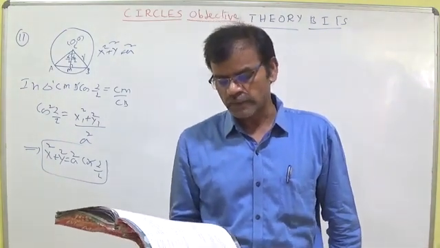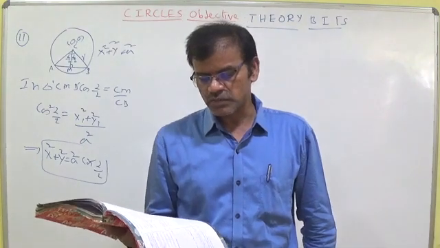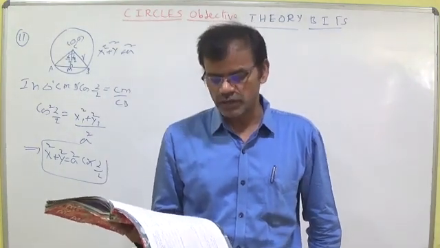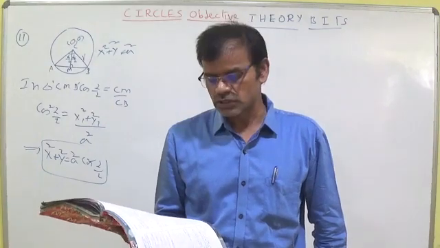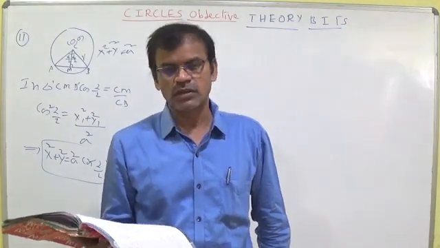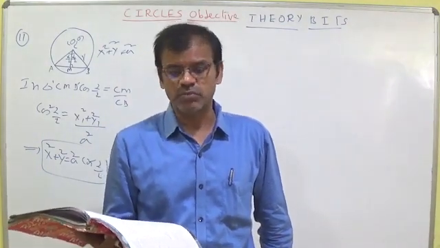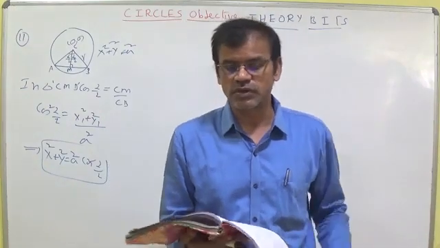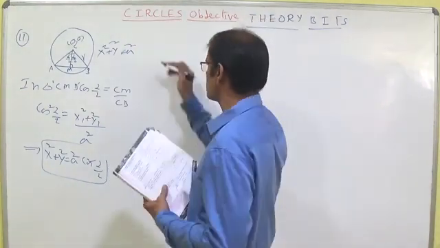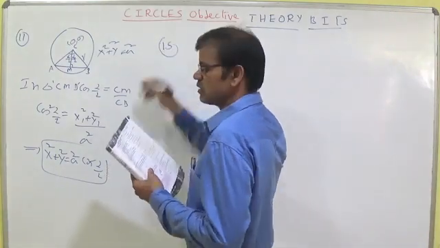The 14th question is asking the equation of the circle passing through 0, 0, (a, b) and (b, a). No need to calculate using three points. You do one thing: simply substitute the values a, b and b, a in the first option. So verify the first option. You get the answer.